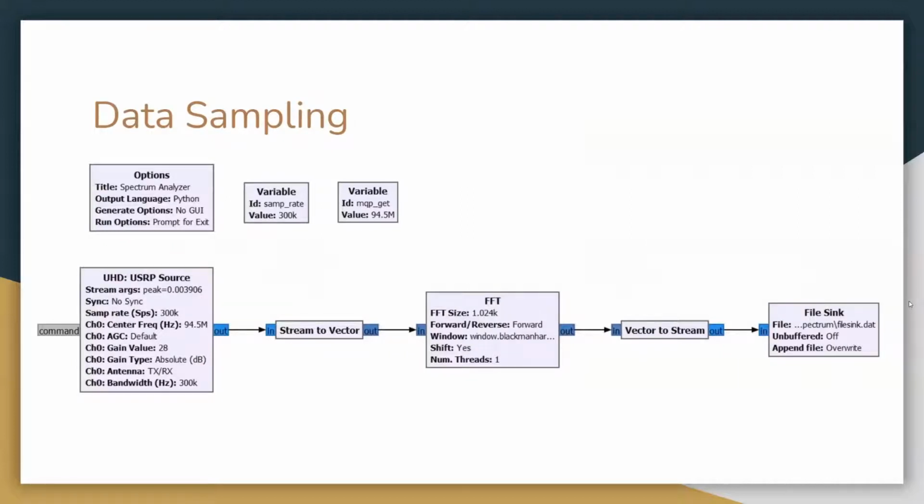And here you can see what our GNU Radio flow graph looks like. We have the main UHD USRP source, which takes in the sample rate from the variable sample rate, as well as the center frequency, which is from the variable MQP GET request, which is coming from the web server, and it goes to stream to vector, FFT, and vector to stream before saving it.